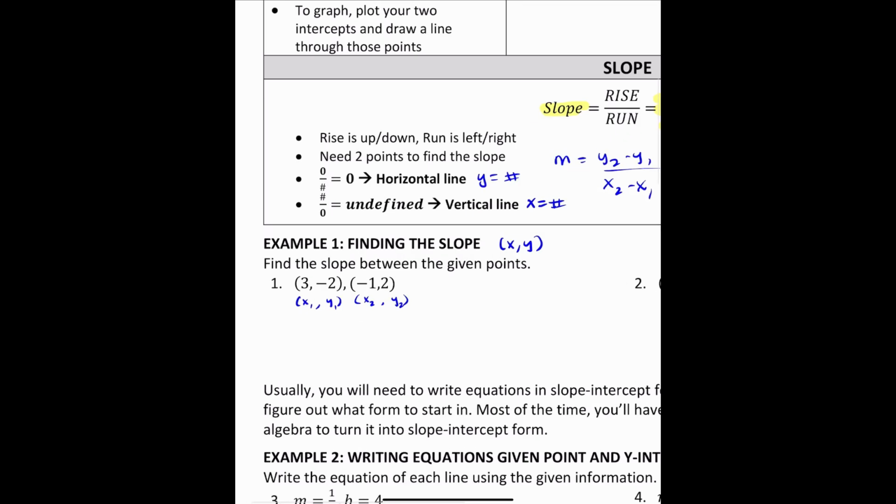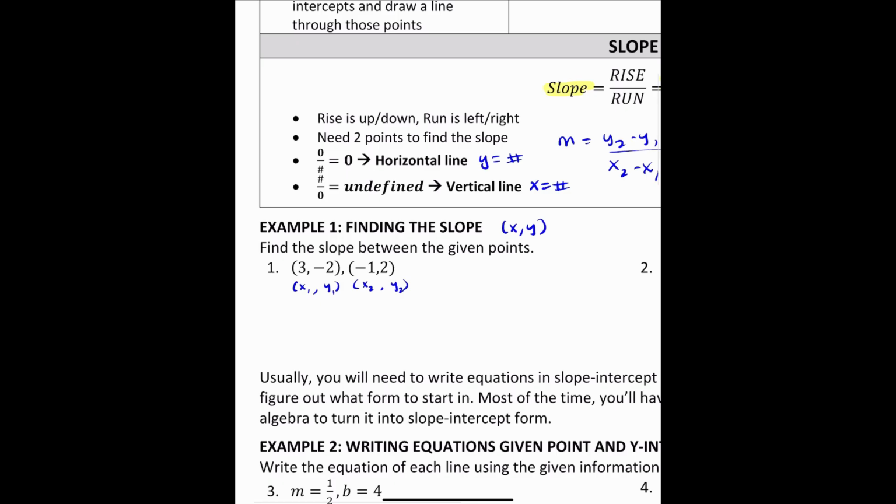So I'm gonna go ahead and start with my y2. So y2 is 2. So m equals 2 minus my y1, which is negative 2, all over my x2, which is negative 1, minus 3. Now I'm going to simplify. I have 2 minus negative 2, which is 2 plus 2. So that'll give me 4 over negative 1 minus 3, which is negative 4. So your slope is negative 1.